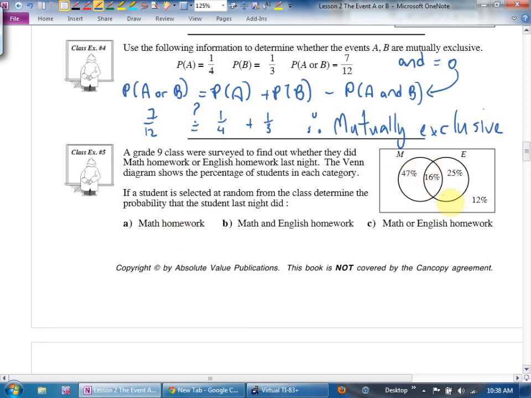What's the probability that they did math and English homework on the same evening? 16%, that's the overlap. What's the probability of math or English homework? That or that or that. Or means add them up. Oh, you know what? Did you go 88 or did you go 100 minus 12? Probably faster to go 100% minus 12%. Everything's got to be in the middle, 88%.